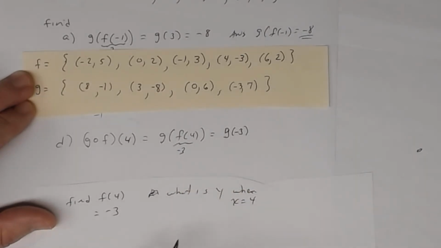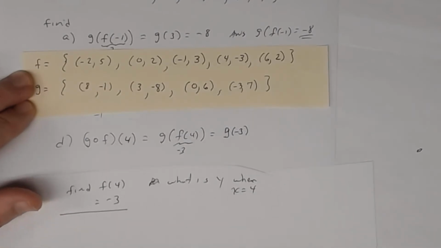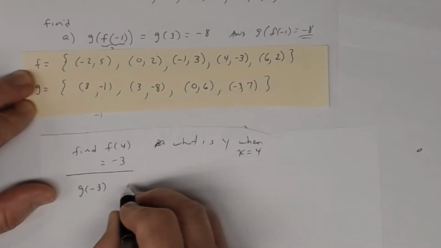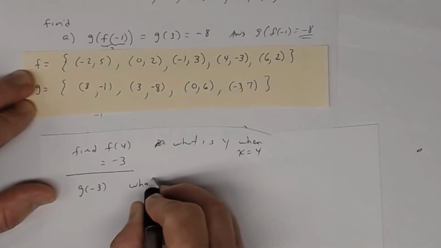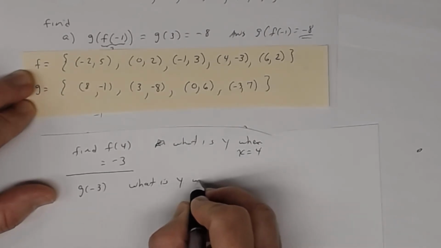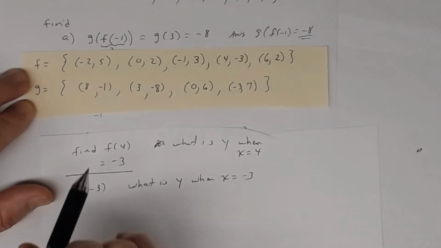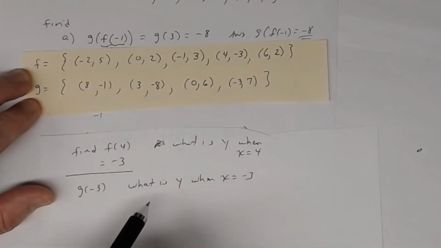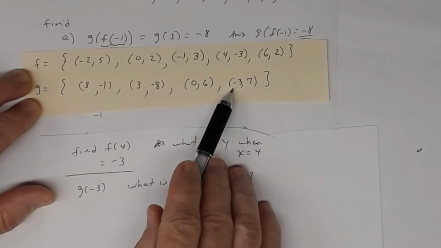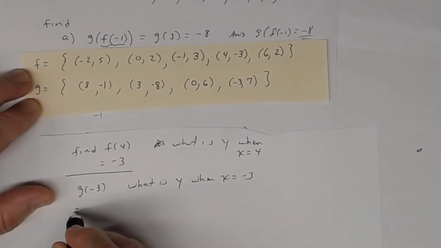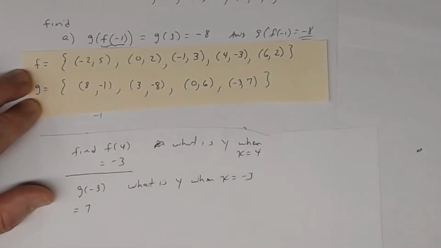Now, remember g of negative 3, so let's talk about that. Remember, g of negative 3, you're asking what is y when x equals negative 3 for the function g. So when I go to function g, the ordered pair where x is negative 3 is this one. So my y value is 7. So g of negative 3 is equal to 7.